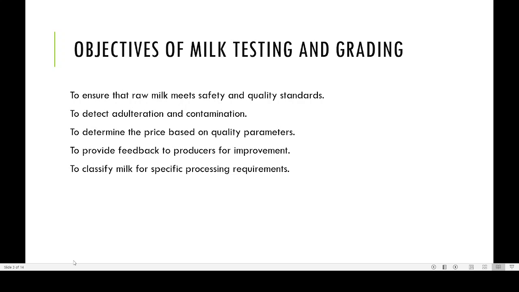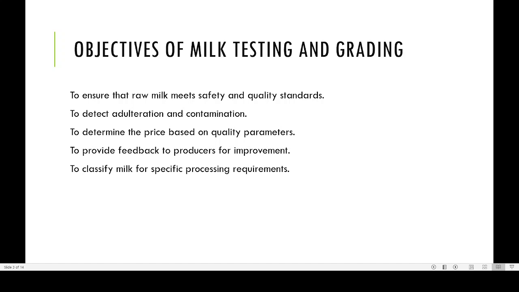So what are the objectives of milk testing? The primary objective is to ensure that raw milk meets safety and quality standards. The standard put by the Kerala government may be different from the standard put by the Tamil Nadu government. It may be different from the standard of the central government. And if we are exporting that milk to some other country, we have to meet the standards put forward by that country also. So every country will be having their own standards.